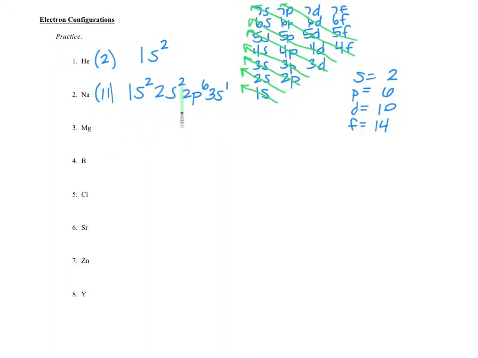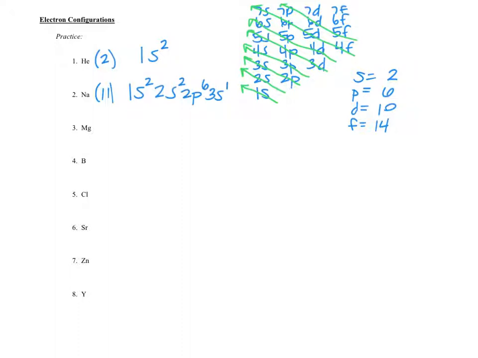You do not multiply them. Remember, this 2s is a location. You don't do 2 times 2. The 2s is the location, first floor, second floor, third floor. The 2 is how many is there. 2 in here, 2 electrons in here, 6 in here.